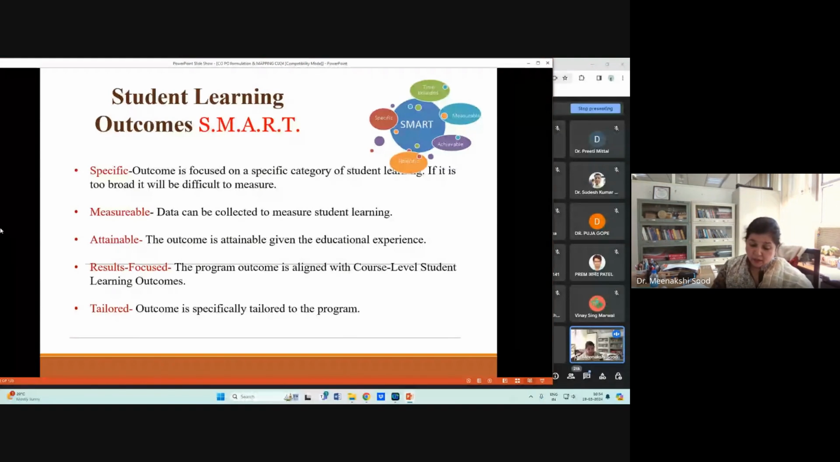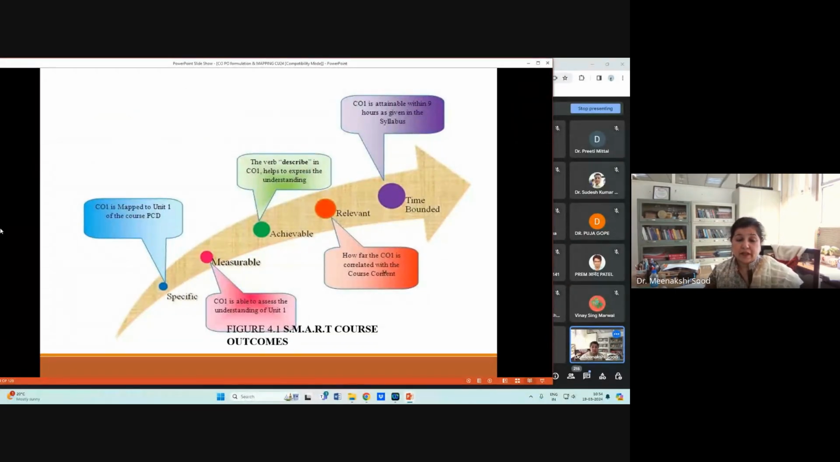So if you're writing a course outcome for a subject of, say, auditing, it should be related to auditing. Or if you are writing for a subject of communication theory, the course outcome should be related to communication theory, not to the communication process. So it has to be specifically tailored for that particular program, right? It should be specific, measurable, achievable, relevant and time bound.